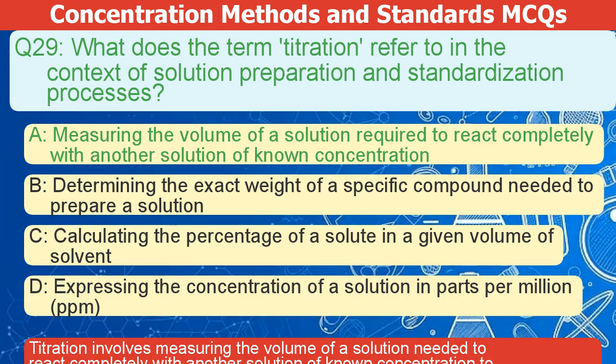The correct answer is A. Titration involves measuring the volume of a solution needed to react completely with another solution of known concentration to determine the unknown concentration of the solution being titrated.